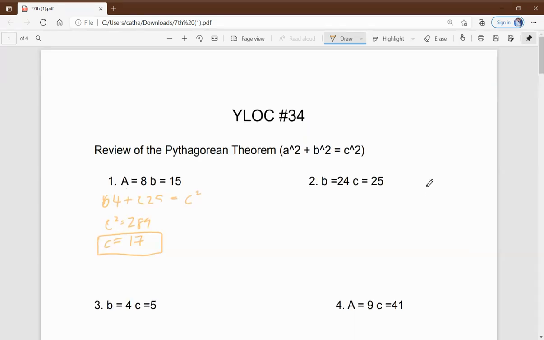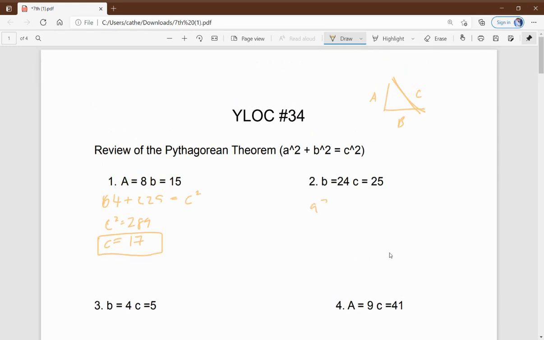You can kind of get a gist of whether you're getting the right answer, because for example, this is A, this is B, this is C. C is the longest side, so C would naturally have the greatest number.